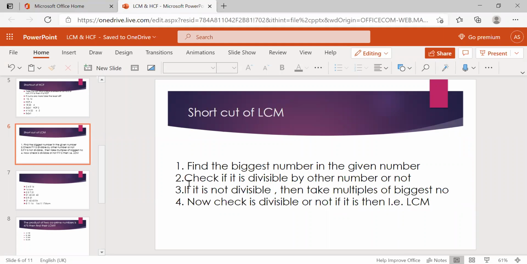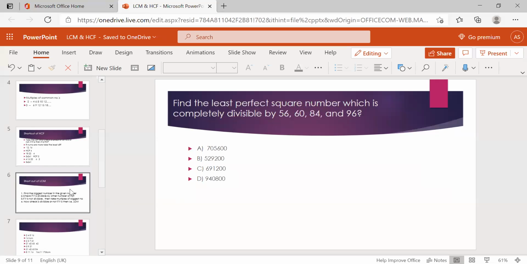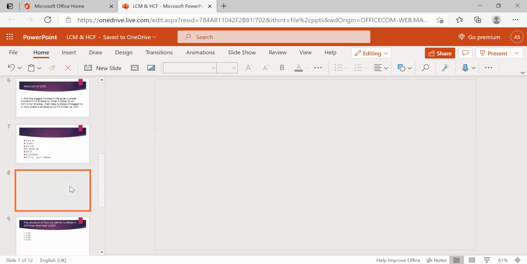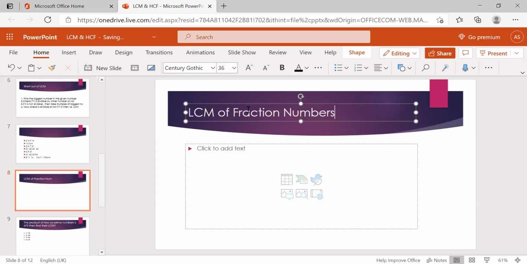Yeah, that was the last class, and now we're going to see some of the problems. Before that, we need to discuss a few more things. What are those? The LCM of fraction numbers. How are we going to find the LCM of fraction numbers?